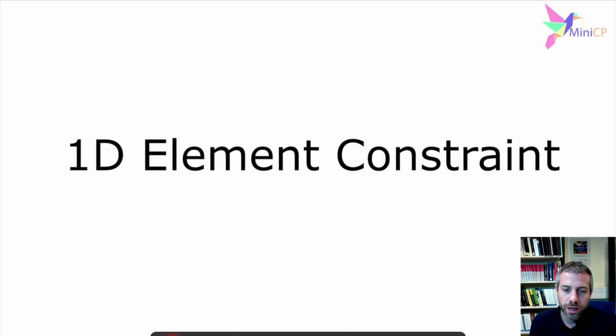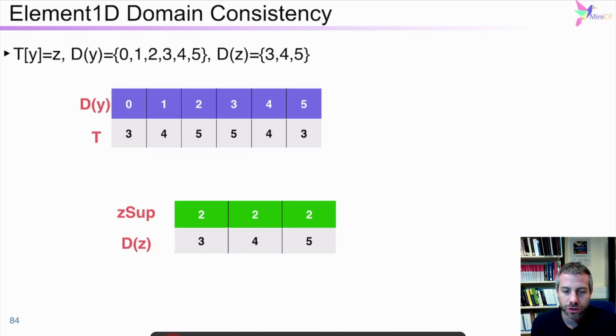In the previous video, we have seen a version of the element constraint in 2 dimensions. In this video, we will see the version of the constraint just for 1 dimension. But instead of using a hybrid consistency, we will use the real domain consistency for that constraint. Let's first make sure that we are on the same page on the signature of the constraint.